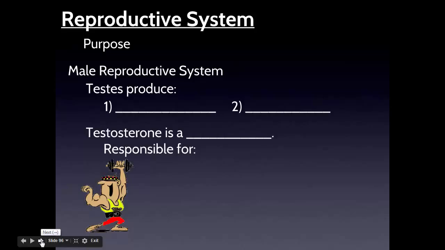I'm not sure. So, the reproductive system, like all the systems we talked about, has a purpose, a function. And the reproductive system's function is to produce new humans, to make new organisms. And so today we'll be focusing on the male reproductive system. And in the male reproductive system, the testes have sort of two jobs.